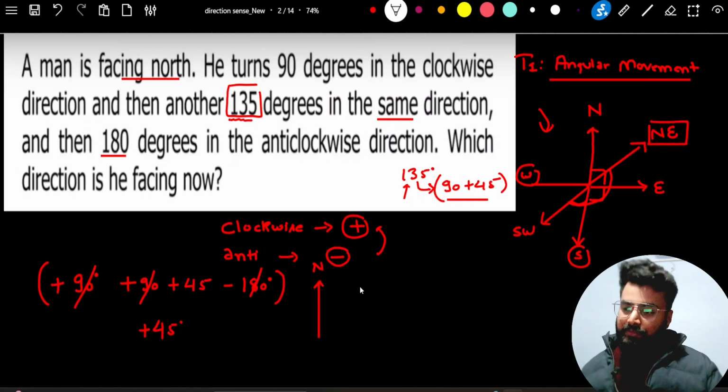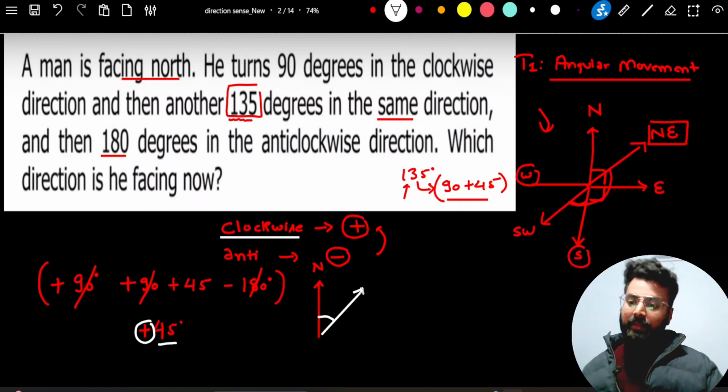Now from here, he has to move by 45 degree. In which direction? Look at the sign. Positive sign. Positive sign means clockwise. So wherever he was facing, from here, he has to move by 45 degree in the clockwise direction. So 45 degree will work as an angle bisector, isn't it? And this is going to be the answer.